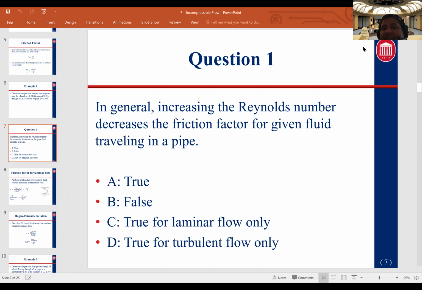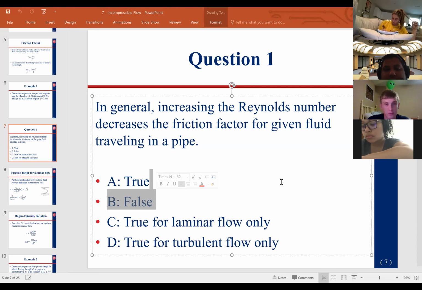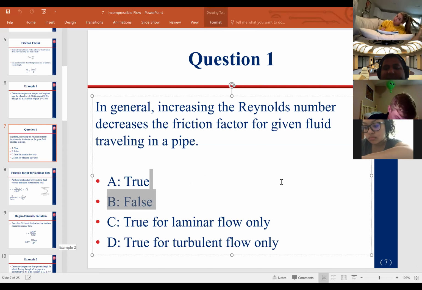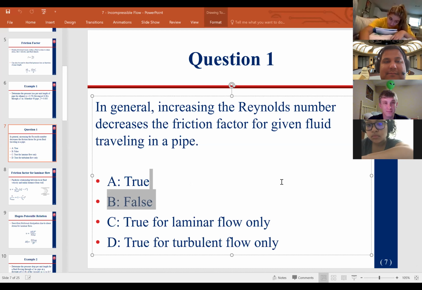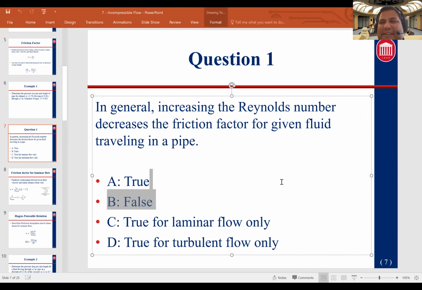Any takers? You guys are quiet today. You think the friction factor increases? I appreciate your participation. Anyone else want to chime in? Or you have no idea? No idea. Okay, I'll be honest, there's nothing wrong with that.